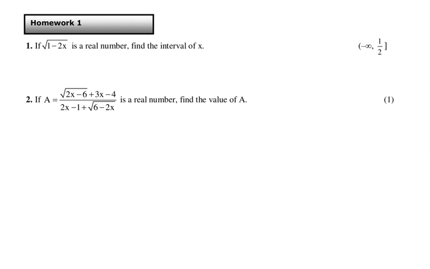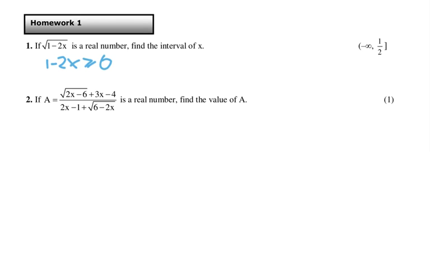Alright, in the first two questions in homework 1, we're looking at where the square root is defined for real numbers. So we know that the square root here must be defined only for positive values inside the square root. So we know that this value inside the square root, 1 minus 2x, must be bigger than or equal to 0. That's the definition for when we're using real numbers in our Turkish curriculum.